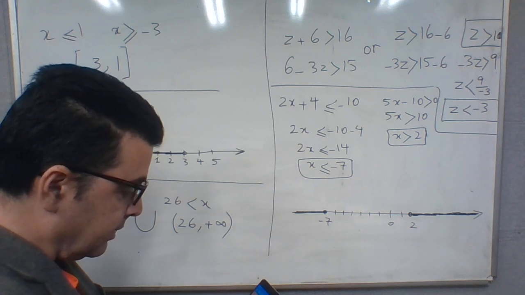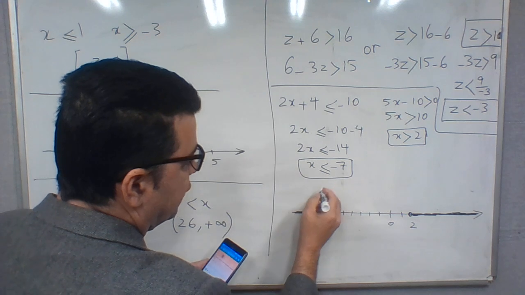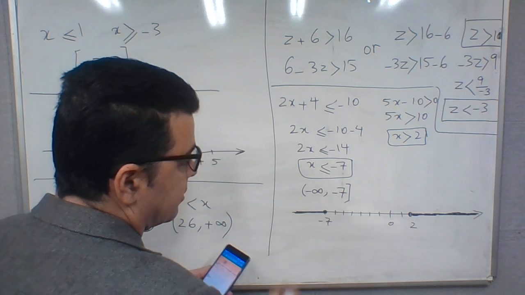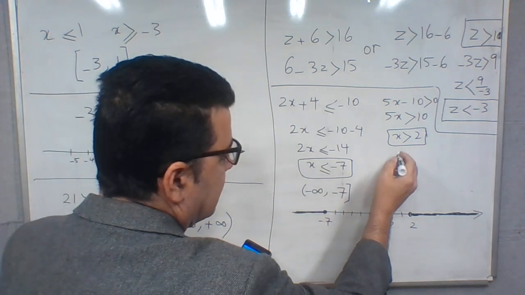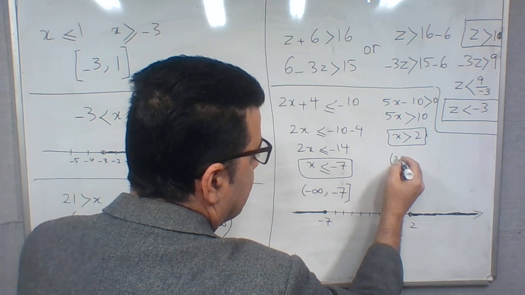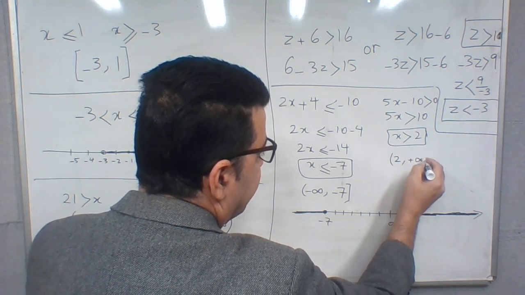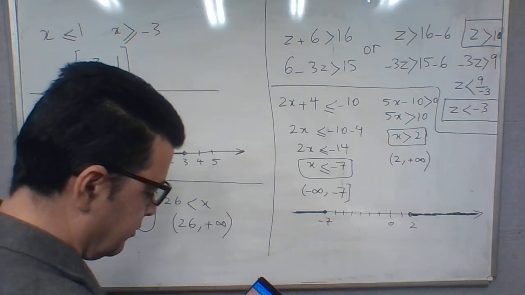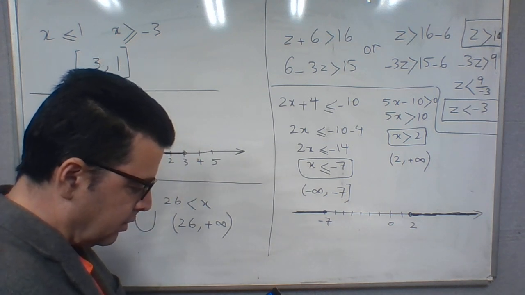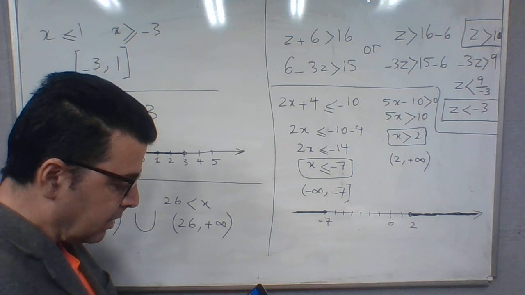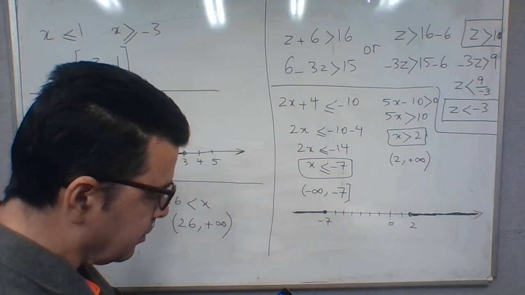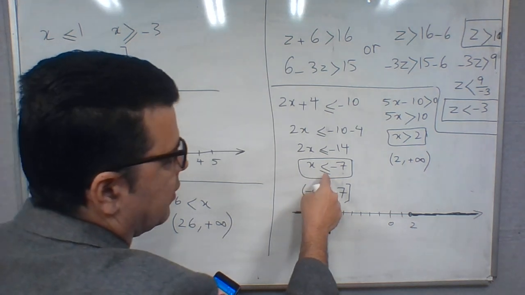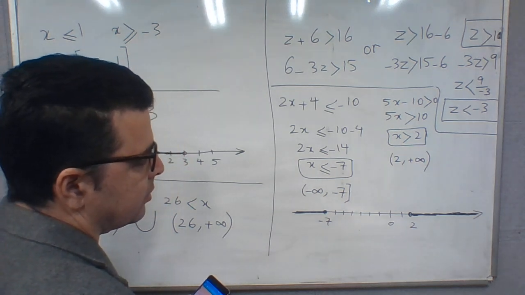Okay, graph it. Write it in interval notation. Okay, interval notation for this is negative infinity and negative 7 with a bracket, because it is equal also. And the interval notation for this is 2 and positive infinity. And this is parentheses because we don't have the equality. Okay. And then inequality notation is just what we wrote. This is inequality notation and this is inequality notation.